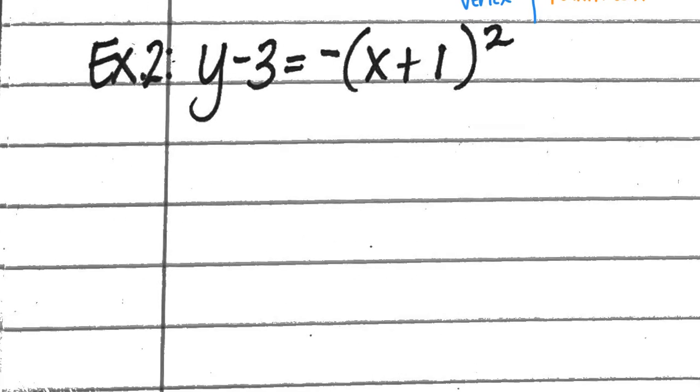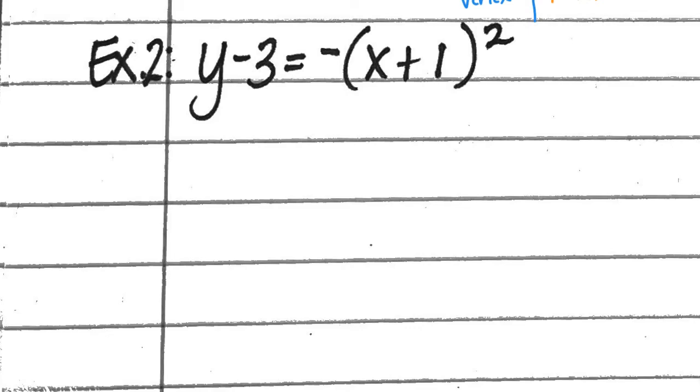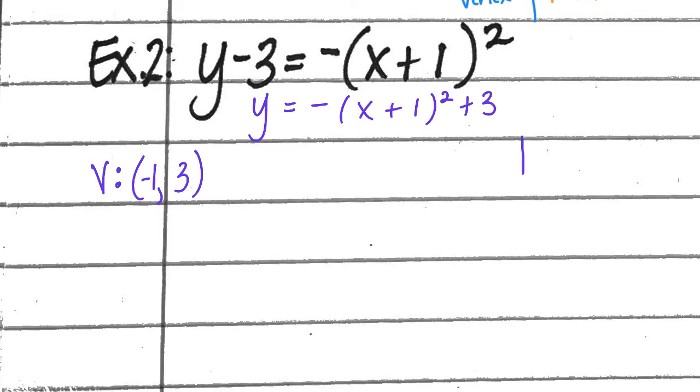All right, let's look at this one. Again, I'm going to put it in that form, y equals negative x plus 1 quantity squared plus 3. I know my vertex is at -1, +3. So the first thing I'm going to do is graph my vertex. -1, +3 is right there.